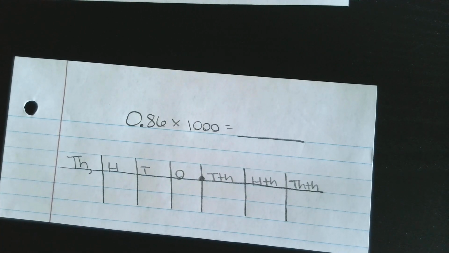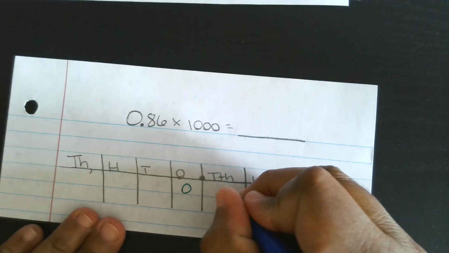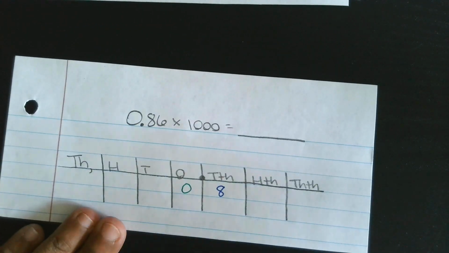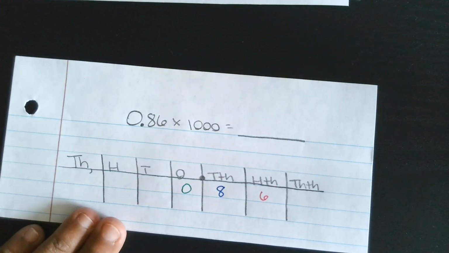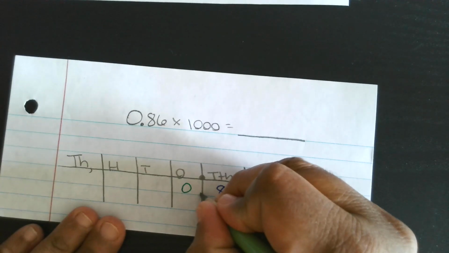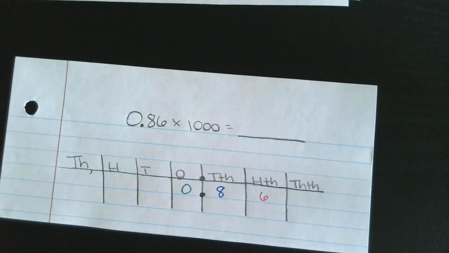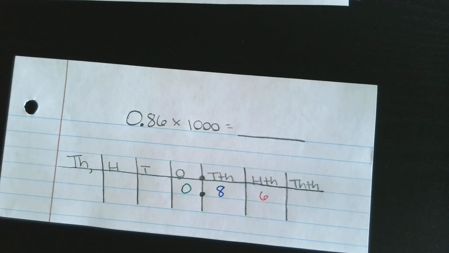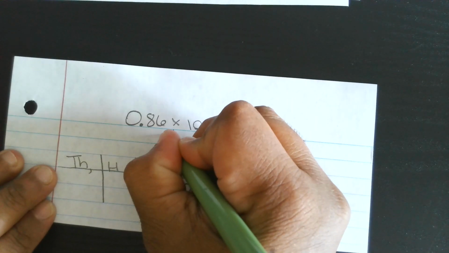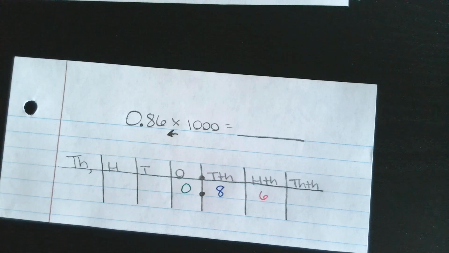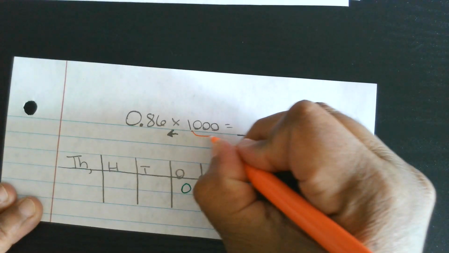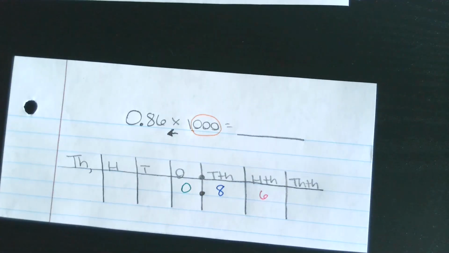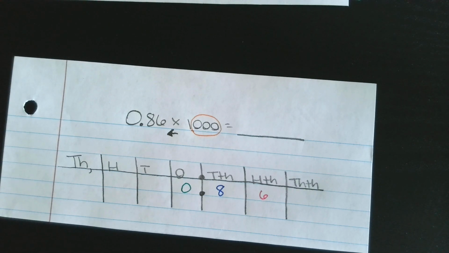I have 86 hundredths. I'm going to put 86 hundredths in my place value chart. There's 0 ones, 8 tenths, and 6 hundredths. Make sure to keep my decimal in the same spot. Since I'm multiplying, I move to the left. I count the number of zeros. There are 3 zeros. So I'm going to move to the left 3 times.